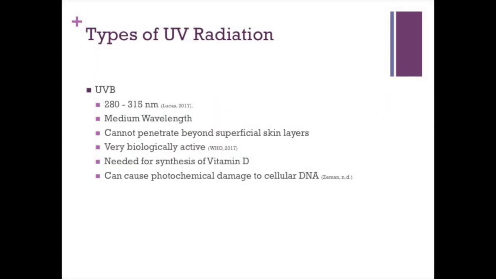UVB is the second type of UV radiation. It is medium wavelength and ranges from 280 to 315 nanometers. UVB is unable to penetrate beyond superficial skin layers, approximately the first and second layers of the dermis. UVB is very biologically active and is necessary for the synthesis of vitamin D as well. Because UVB is so biologically active, it can cause photochemical damage to cellular DNA, which we will discuss more at length later.